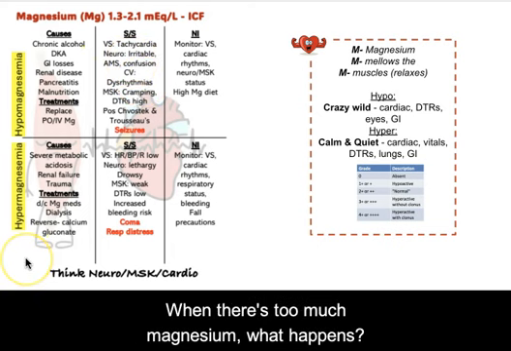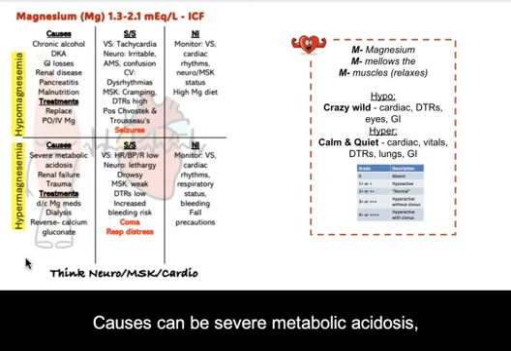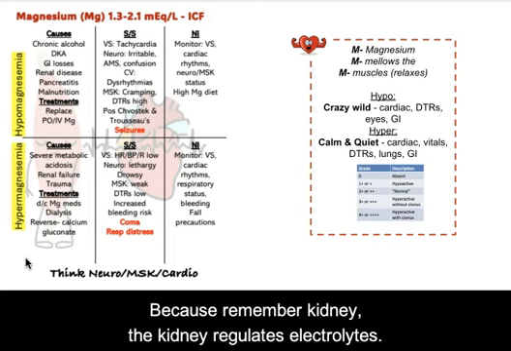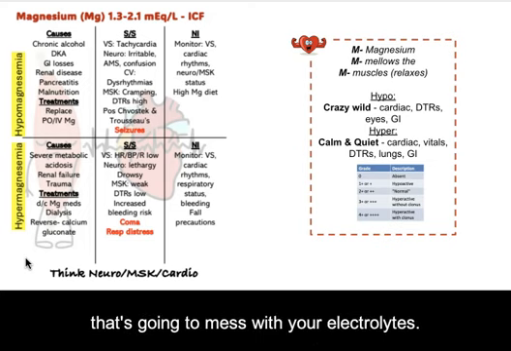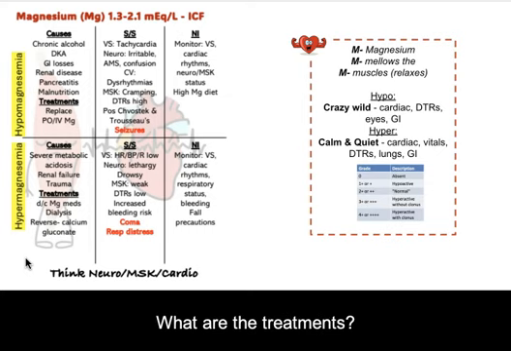So now this is the opposite of hypomagnesemia. When there's too much magnesium, what happens? Causes can be severe metabolic acidosis, renal failure, and trauma. Because remember, the kidney regulates electrolytes. And so if you have renal failure or renal disease, that's going to mess with your electrolytes. So they're going to be off balance. Trauma can also cause hypermagnesemia.